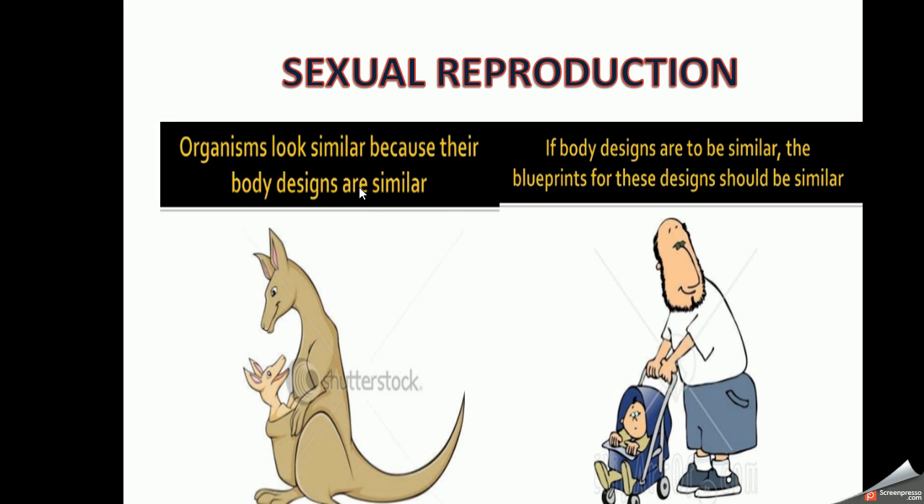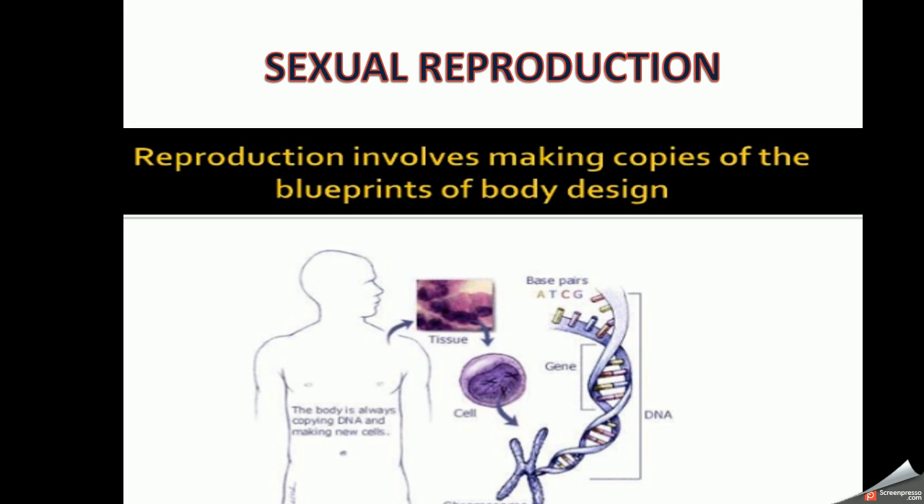For a similar body design, we have to make a blueprint. Just like if you want the same design, you will make a carbon copy or get a photostat. Similarly, here we should get blueprints. Blueprint means structure, the information for this design should be similar. So what does it involve? It involves making copies of the blueprints of the body design.